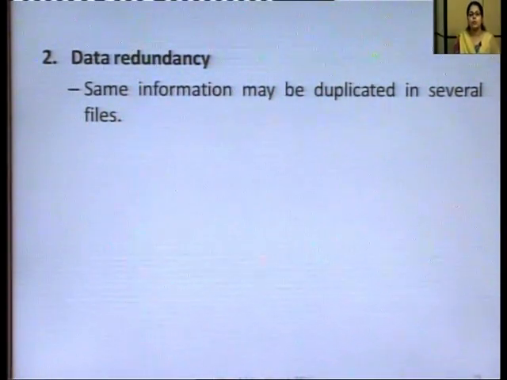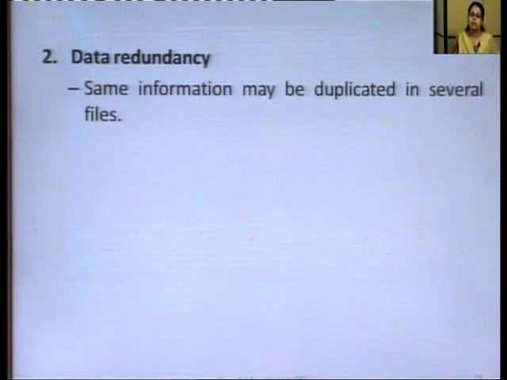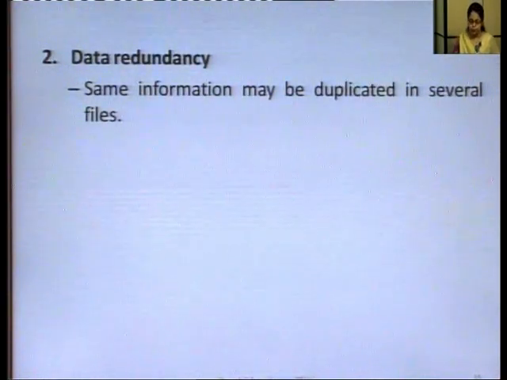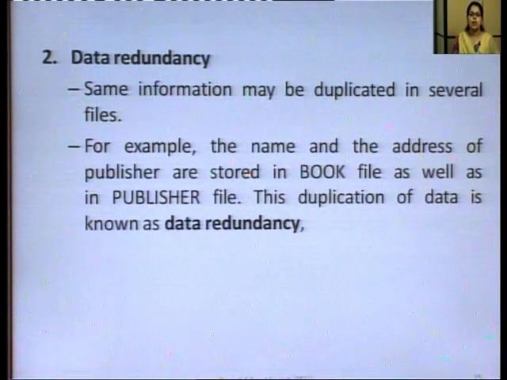So next is data redundancy. The same information may be duplicated in several files. So data redundancy refers to the duplication of data. For example, we have two files, book and publisher. Now in both the files, the name and address of the publisher are stored. That means there is duplication of the data in both files. So this situation is called data redundancy. The data is being duplicated.